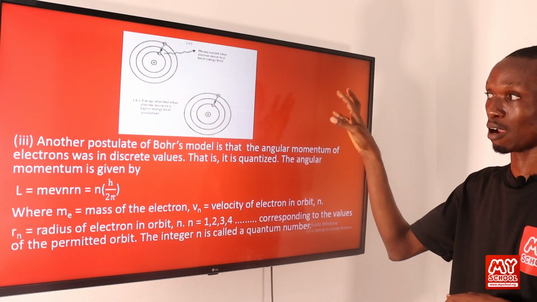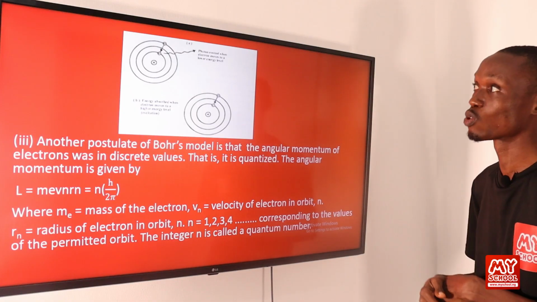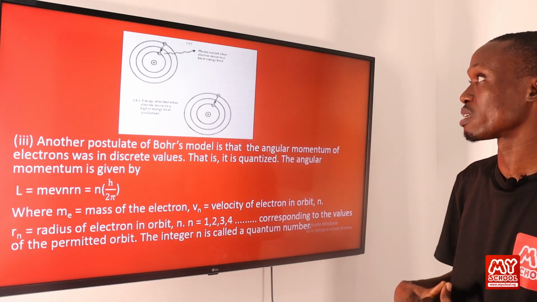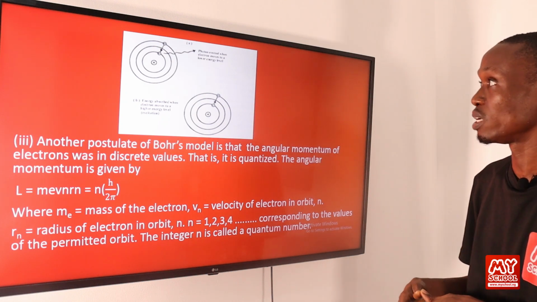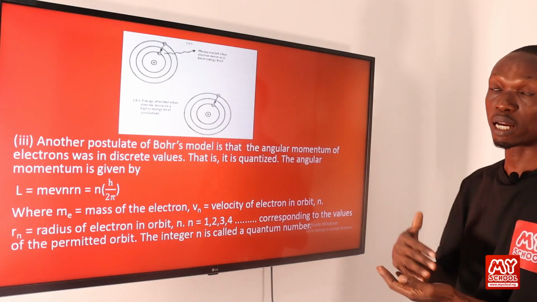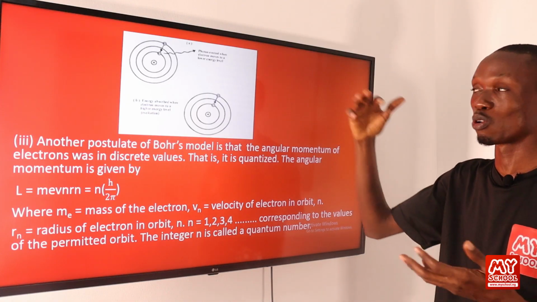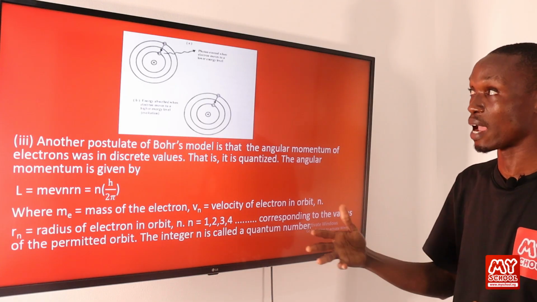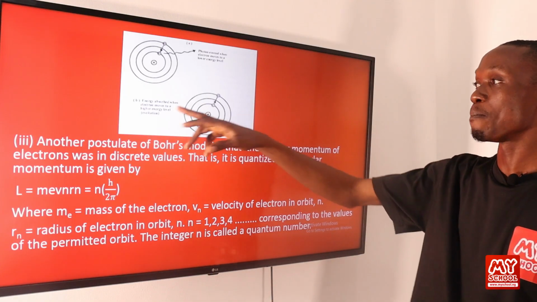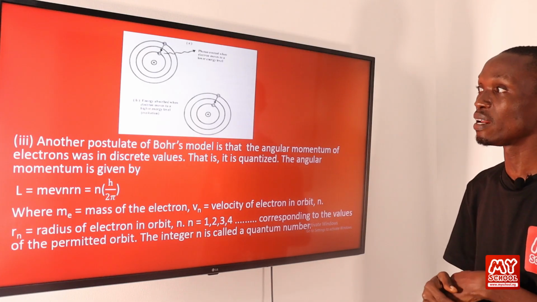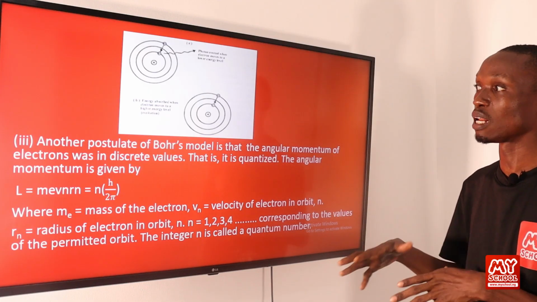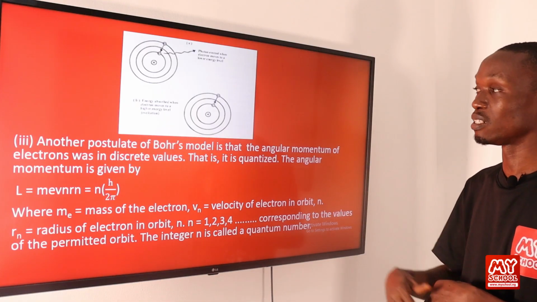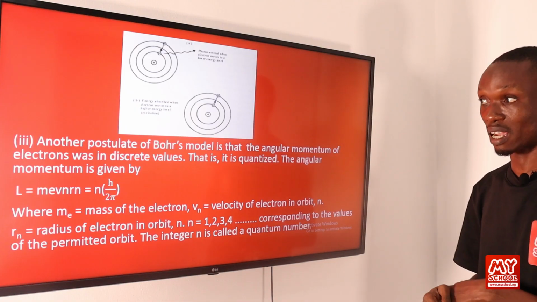So this is just the diagram of what Bohr was trying to explain. The first diagram here, A, is when a photon is emitted when an electron moves to a lower energy level. That is, when an electron moves from a higher energy level to a lower energy level, then a photon, that is energy in the form of light, is emitted. While B is the diagram of when energy is absorbed. That is, when an electron moves to a higher energy level from a lower energy level, and this is termed excitation.